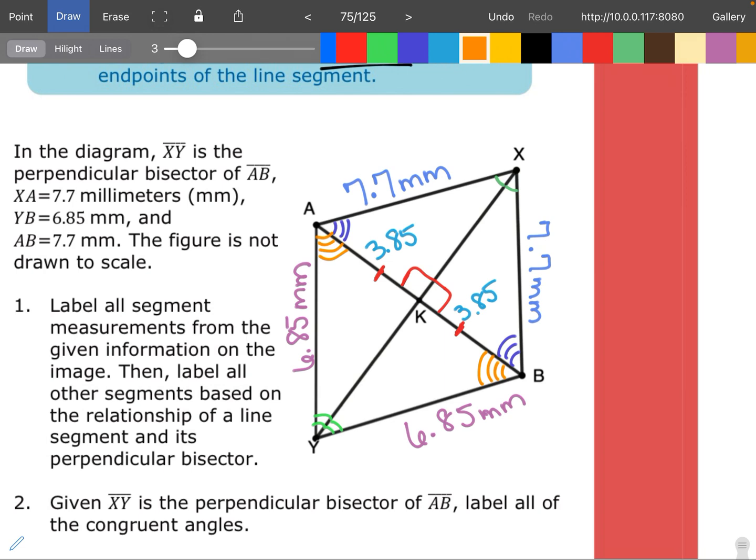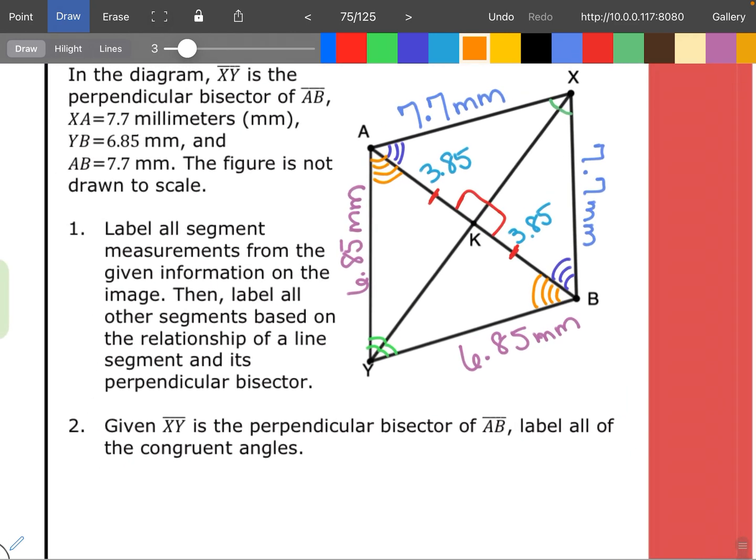Okay, if that's not crystal clear, take out some patty paper and trace over it, fold it, and see if you don't see all the congruent angles and the congruent lines. The triangle formed by a line segment and two segments drawn from the endpoints of the segment to a point on the perpendicular bisector of a segment is an isosceles triangle. Okay, so the top half of that is an isosceles triangle. The bottom half of that is an isosceles triangle.